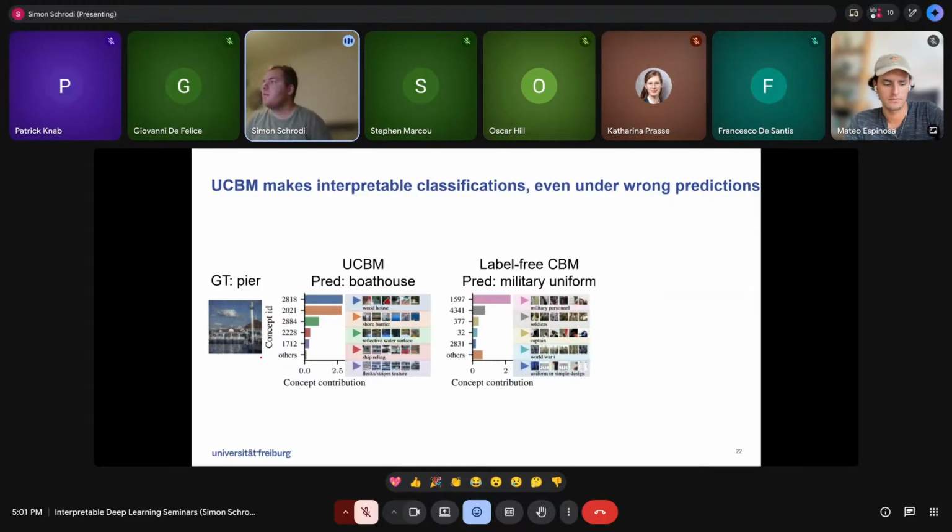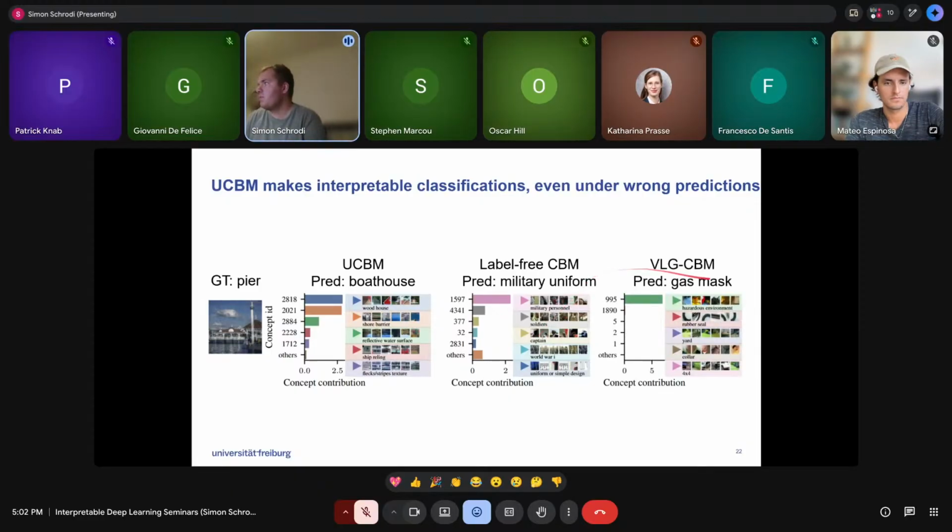Coming now to the other methods, Label-free CBM predicted this as military uniform, and all of the concepts are actually not present at all. This shows that this method might give you an explanation, but the explanation might just confirm what the class is, not what it was actually based on, because it just comes up with these concepts which are not present. And lastly, VLG-CBM predicts gas mask here, and these concepts have nothing to do with this image at all. So I think it's hardly interpretable.